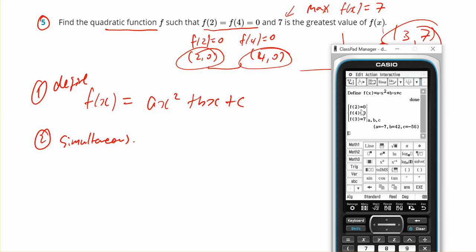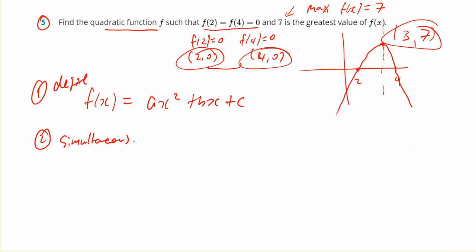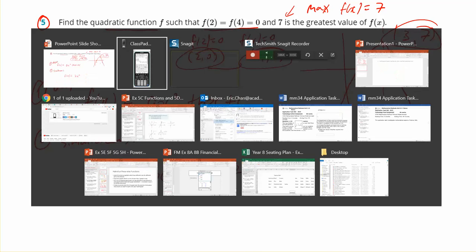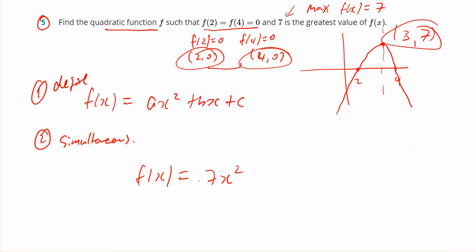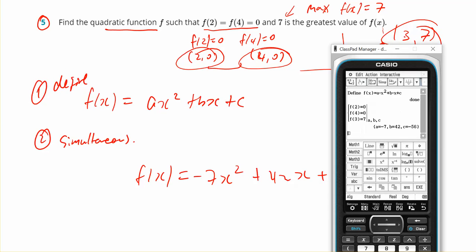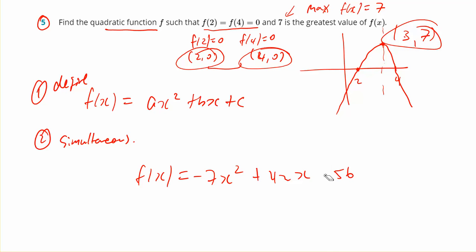Great. So we've got our equation. So f(x) equals minus 7x squared plus 42x minus 56. So that's basically how you approach this question.